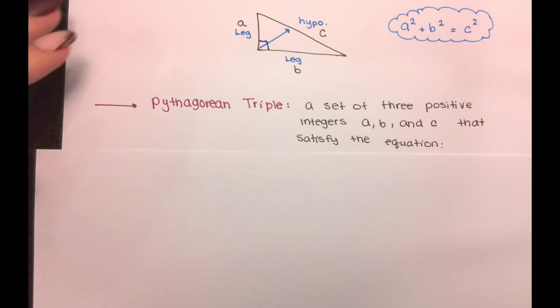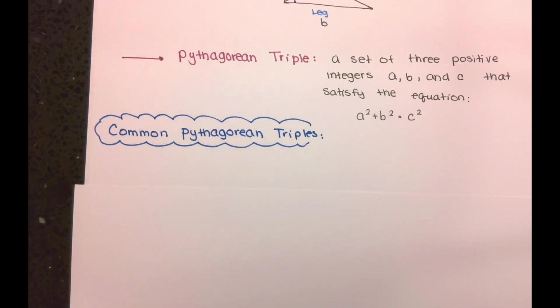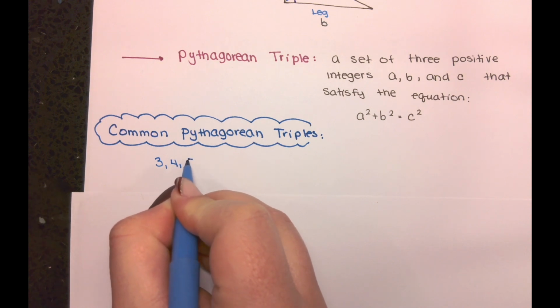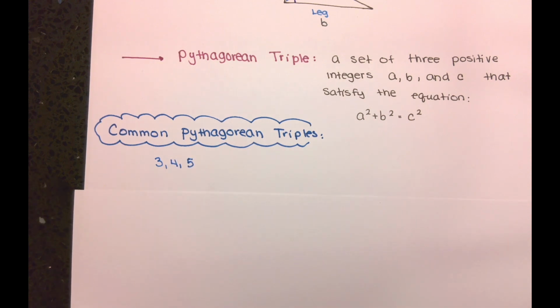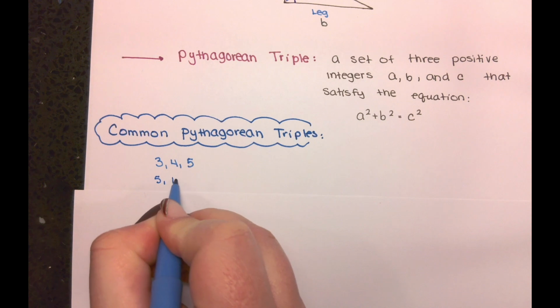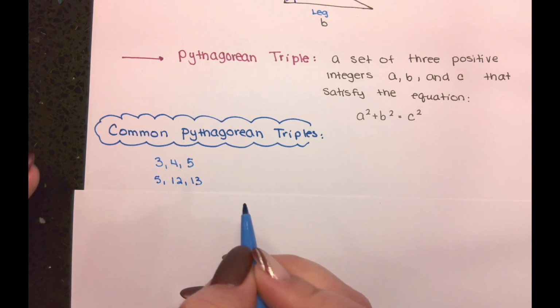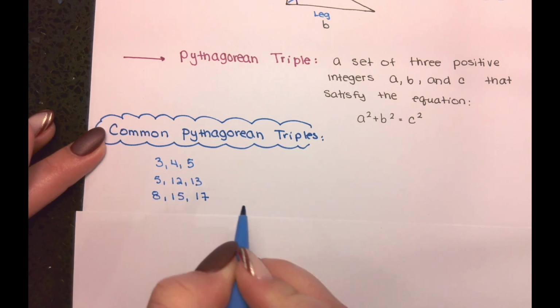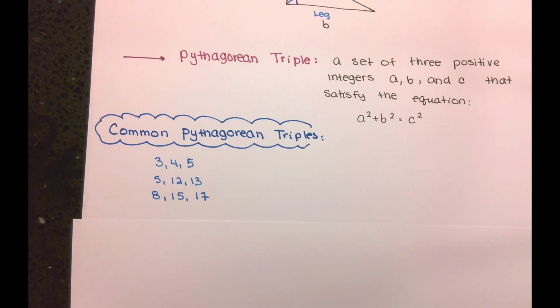Now, the most common one that we have is our 3, 4, and 5 Pythagorean triple. Now, this one's special because these are consecutive numbers. They are in order 3, 4, 5. And this is going to come up later on in your mathematical journey. Now, another special or common Pythagorean triple is 5, 12, and 13. Another one could be 8, 15, and 17.